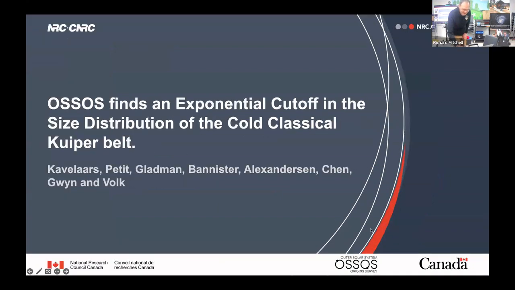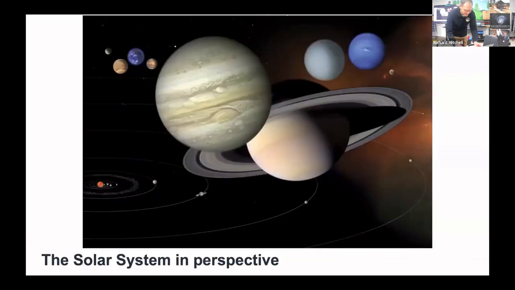A bit nervous. Okay, so you should be able to see a slide that says OSIS finding exponential cutoff in the size distribution of the Kuiper Belt. That's the wrong slide title. But let's see if I've got the right slide. Yes, I do. Great. We can see it. Thank you very much. Yes, we're partway there. You like this better.